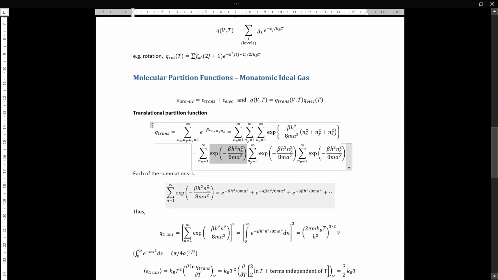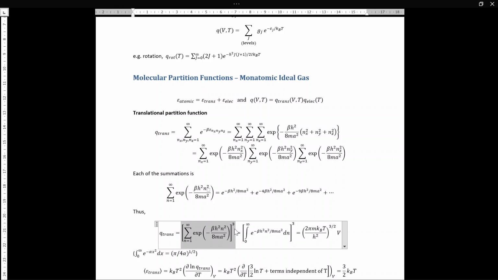So let me just sum it up and show you that if I sum it up like this, then what I get is e to the power minus 1 into beta h squared by 8 m a squared, plus e to the power minus 2 squared, that is 4 beta h squared by 8 m a squared, plus e to the power minus 3 squared, that is 9 beta h squared. Okay, and all of these summations essentially give you the same thing, right? Nx, ny, or nz just vary from 1 to infinity. So this is nothing but sigma n is equal to 1 to infinity e to the power minus beta h squared n squared by 8 m a squared, everything 3 times. So Q translational, then I can write as this whole Q, right?